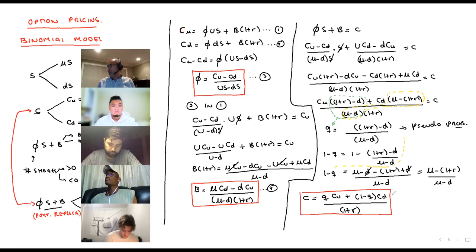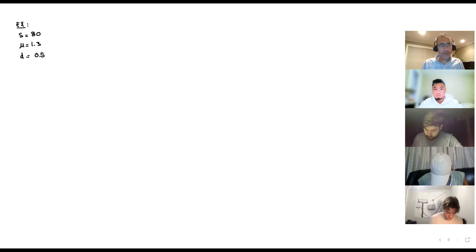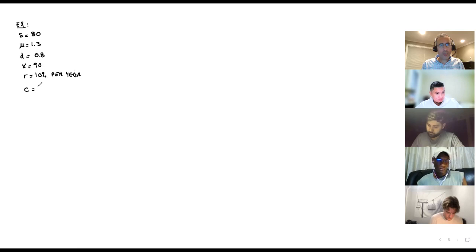Ready? So let's do one example. So you're gonna see how easy the formulas apply. Let's go. Let me prepare the following example. Let's assume the following, guys. Let's assume that S equals 80. Let's assume that U equals 1.3. Let's assume that D equals 0.8. Let's assume that X equals 90. Let's assume that R equals 10% per year. My question is, what is the price of the call? So that's what I'm trying to understand.